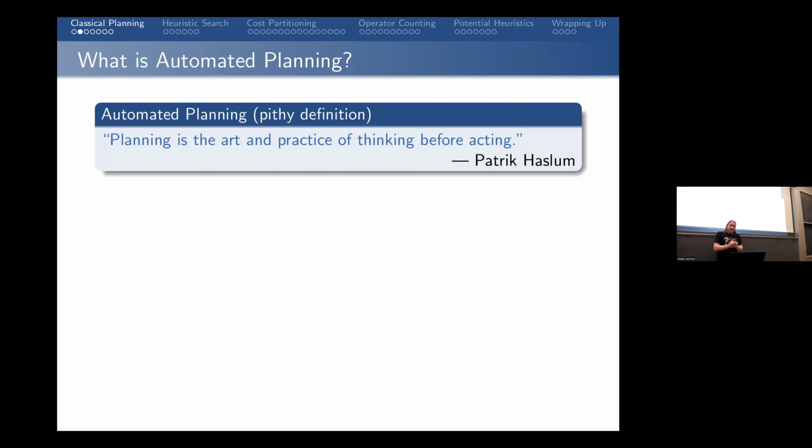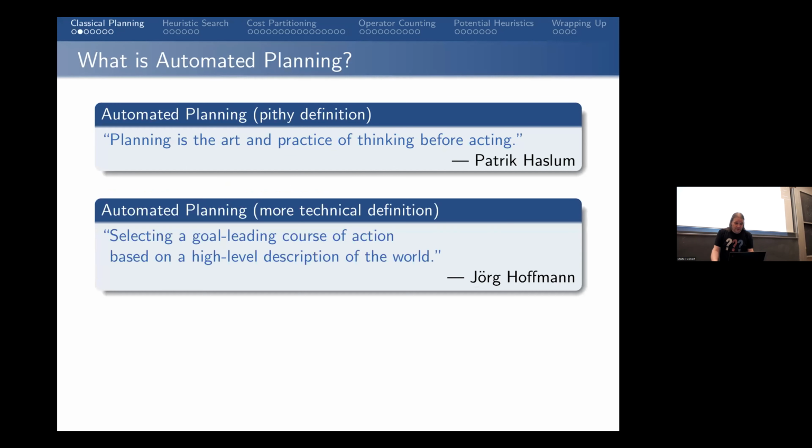At the highest level, this is a quote I like a lot from our treasured colleague, Patrik Haslum. Planning is the art and practice of thinking before acting. So we want to take actions, and we apply some form of reasoning before we do that. You can make it a little bit more technical. Jörg Hoffmann says, well, we want to select a goal-leading course of action. So again, selecting a sequence of actions that takes us somewhere based on a high-level description of the world. Think of a logic-based representation.